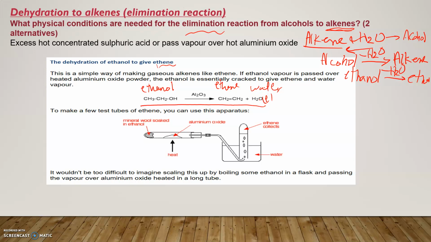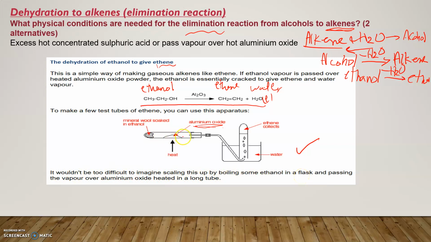The water molecules actually come as vapor. To make a few test tubes of ethene, you must use this apparatus, which is used to turn the ethanol into ethene. You just put the ethanol there and heat it. When you heat it, of course, the water evaporates. And this is the aluminum oxide, which is our catalyst.